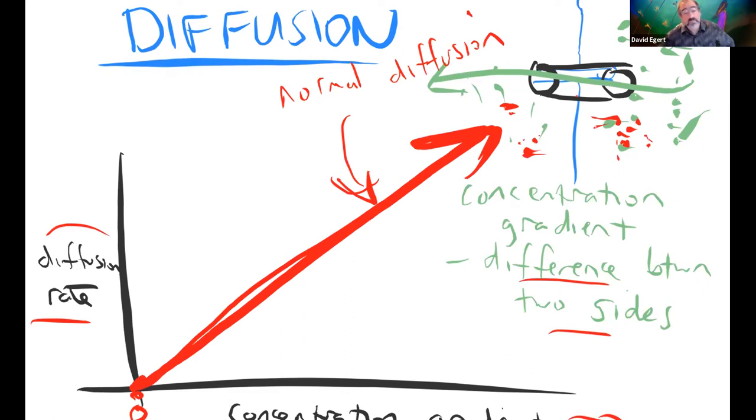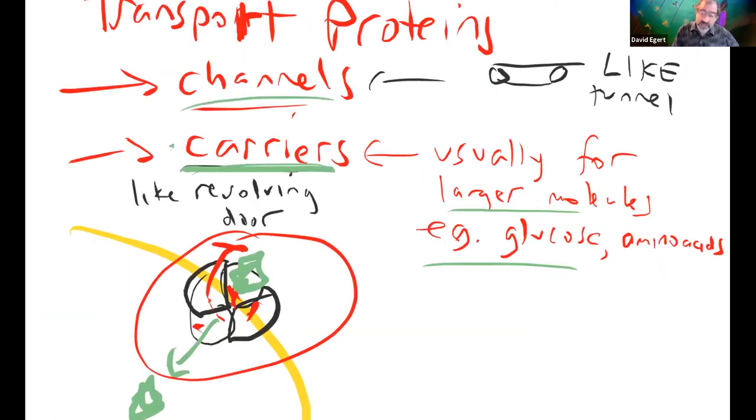But if we have a carrier with this kind of complicated revolving door thing, it doesn't matter how many things are here waiting to get from this side to that side. There's some maximum rate this thing can work. If you try to get tons of people through a revolving door all at once, it doesn't work. You gotta wait for each person to make it through the revolving door and get to the other side, and then the next person goes.